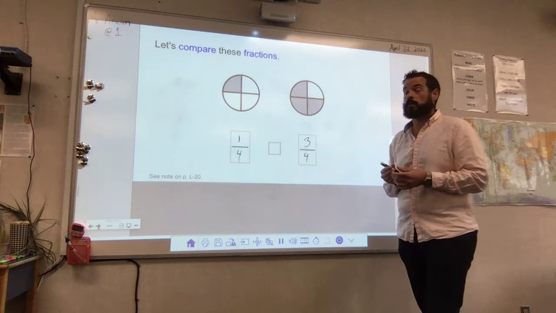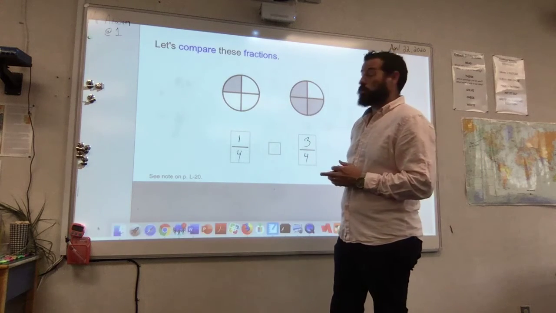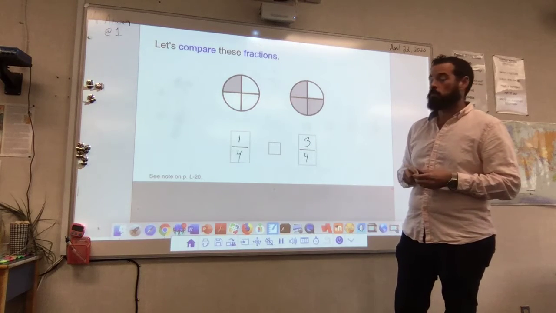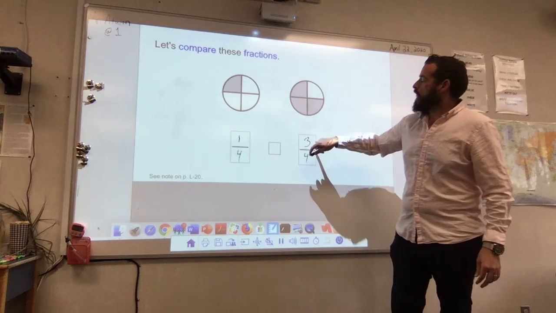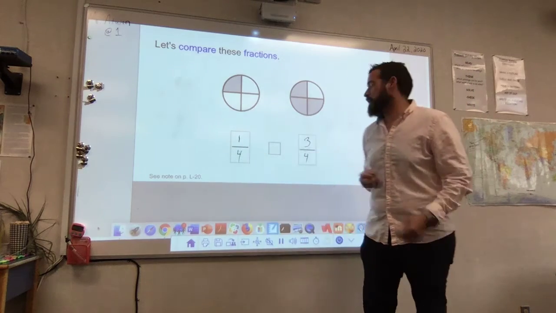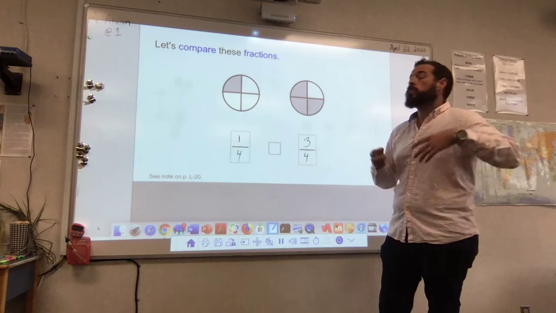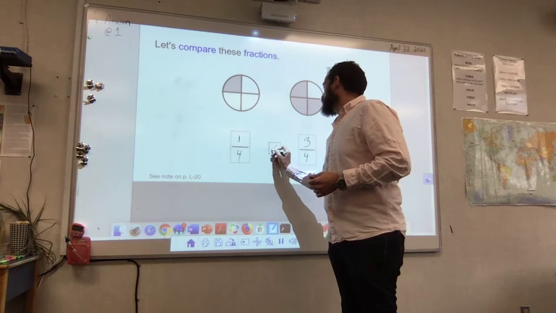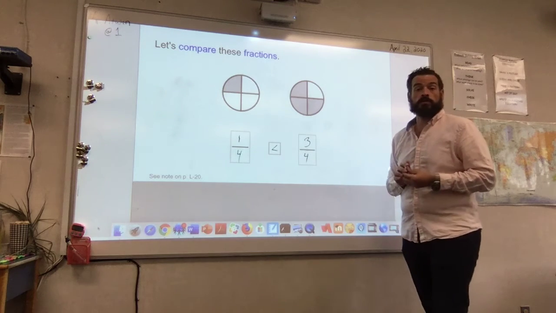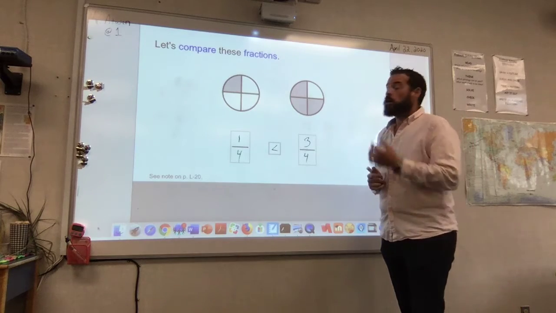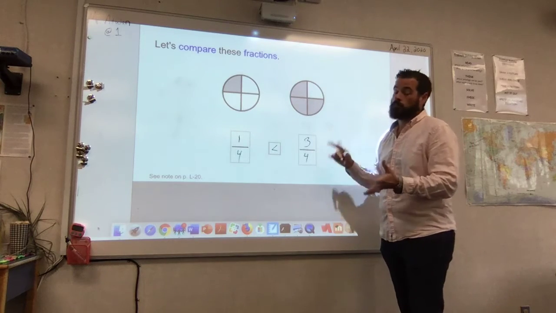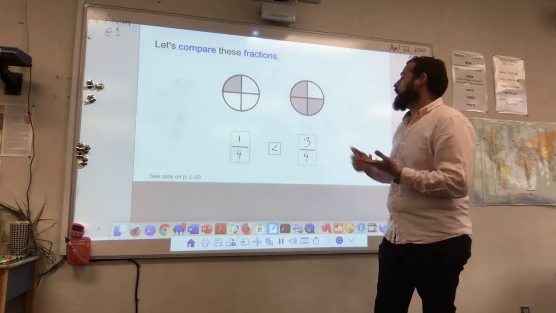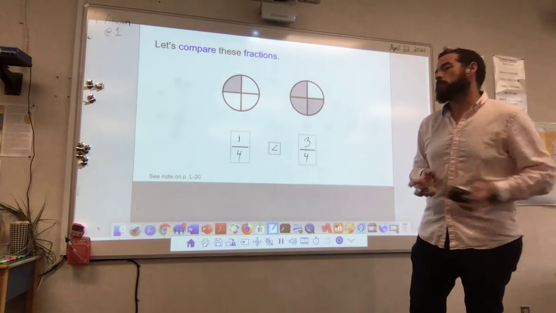Now, if we want to compare these, if you look at the picture, it's pretty easy. Which one has more shaded? This one right here. Also, I want to point out that 3 is greater than 1, so that also tells you that you have a bigger fraction. So 1/4 is less than 3/4. That's how it's going to be when you have the same denominator. You're just looking for a bigger number on top.